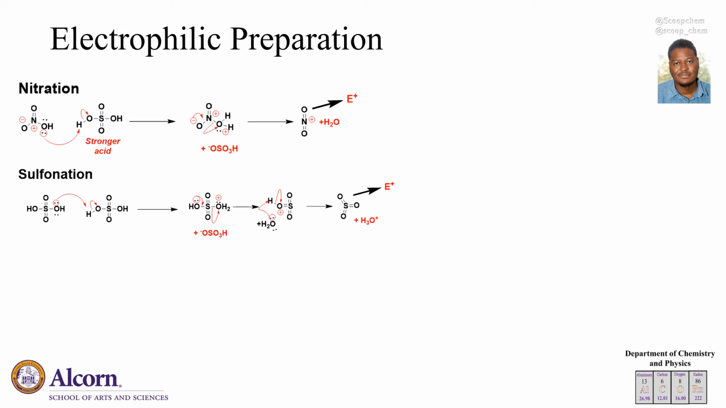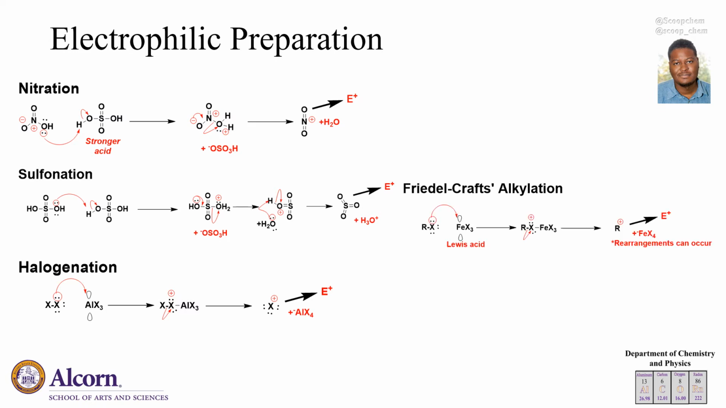In halogenation, lone pairs from the halogen donate into a Lewis acid. This causes a generation of a positively charged species that kicks off, or breaks, the bond between the two halogens to form a metal tetrahalide species and X+. The halonium cation is the reactive species, or the electrophile, in halogenation reactions.